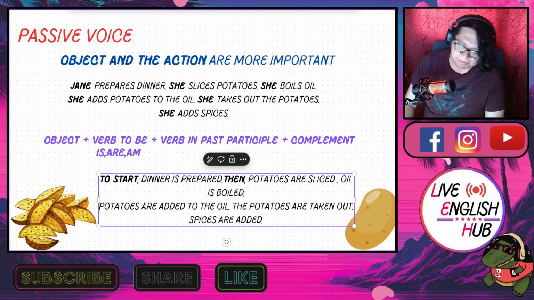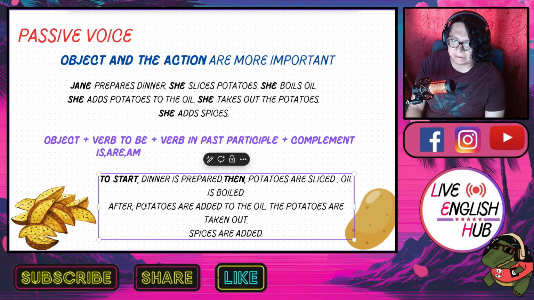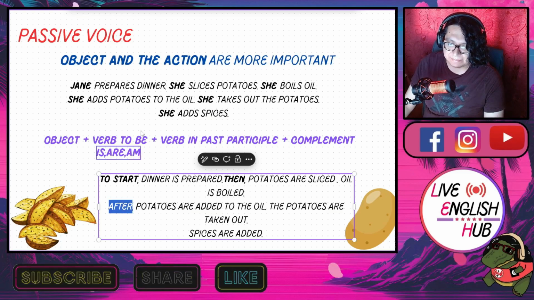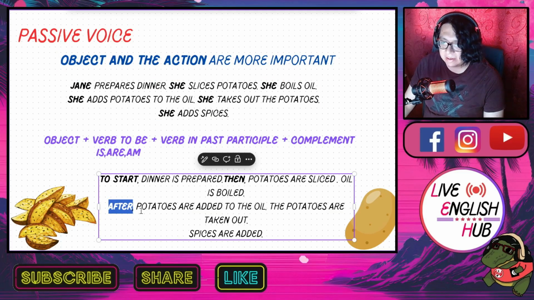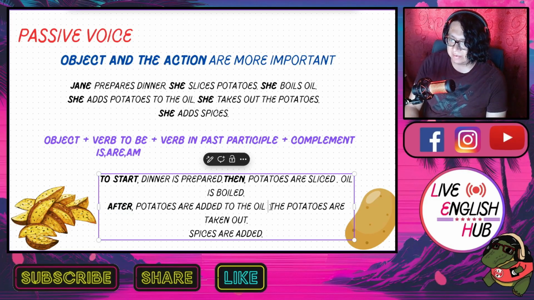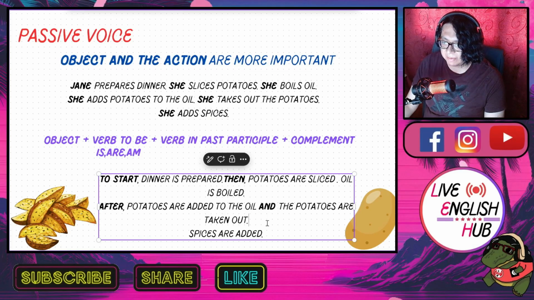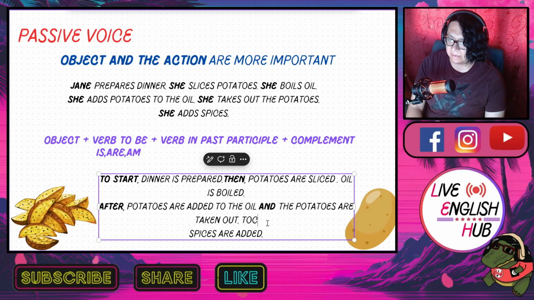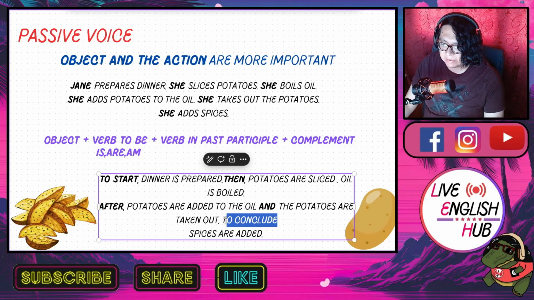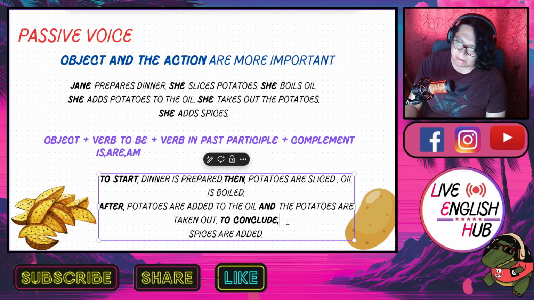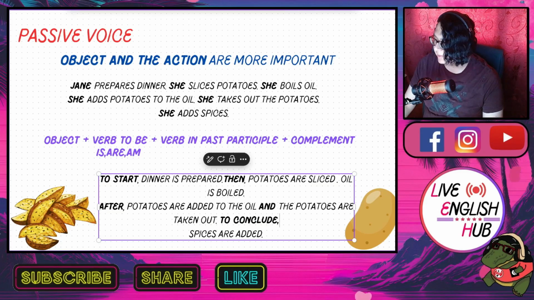Y después aquí podemos poner un after. After, potatoes are added. Está, ponemos aquí esta. Potatoes are added to the oil. Y aquí podemos un conector and the potatoes are taken out. Ahí está. Entonces vamos a terminar con to conclude. To conclude. There we go. Perfect. So then in this case, here we have this one and we put the comma. To conclude, spices are added.